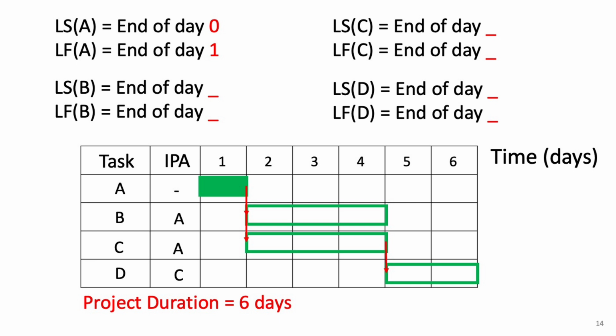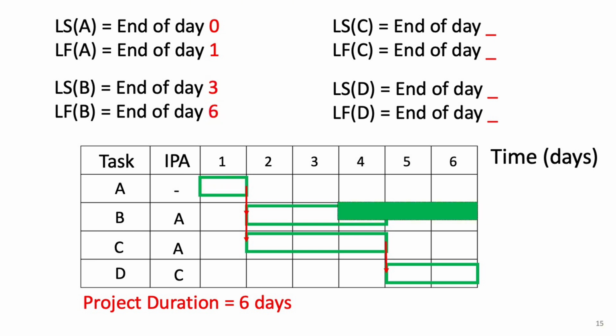For example, looking at the IPA column, we see that activity A is the predecessor for both B and C. So, if A is delayed by 1 day, both B and C's finish times will also be pushed by 1 day. Since activity D follows C, its finish, and ultimately the project finish, will also be delayed. This means that activity A can't be delayed, and its late times will be the same as its early times.